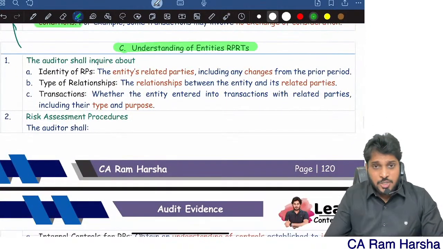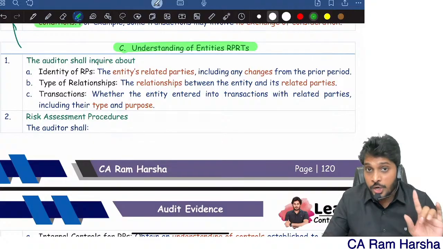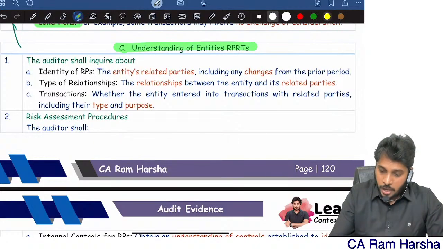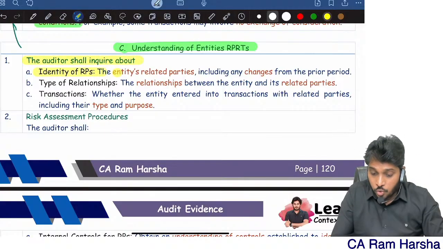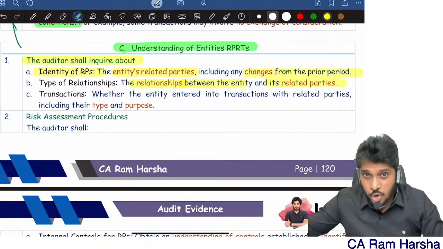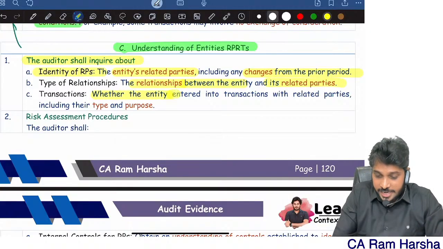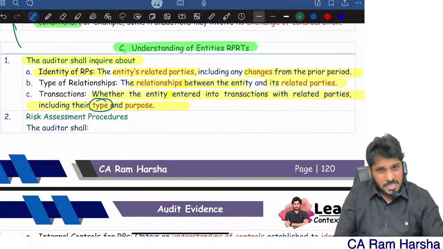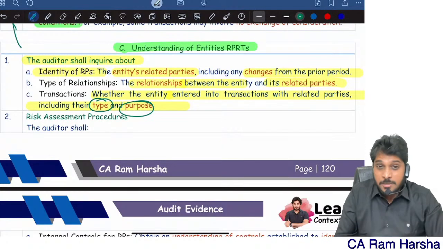So that's why you need to understand who all the related parties of the entity are and what transactions happen with them. So the auditor shall inquire: who are the entity's related parties? Are there any changes compared to last year? What is the relationship between the entity and the related party? Are they a holding, an associate, a joint venture? What exactly? Whether the entity entered into any transaction? If so, what is the type of transaction? Purchase, a sale, a loan? What is it? And what is the purpose of the transaction?